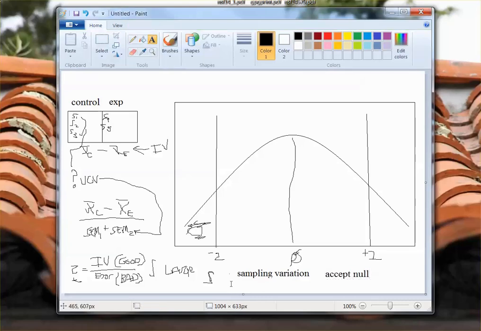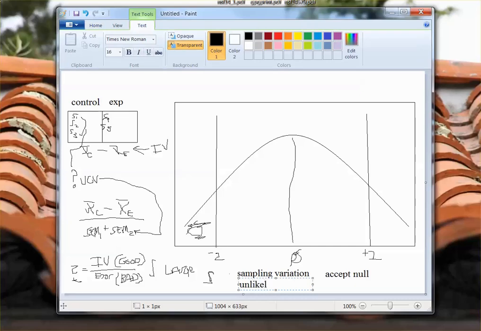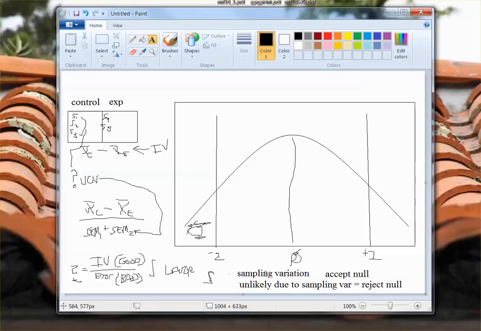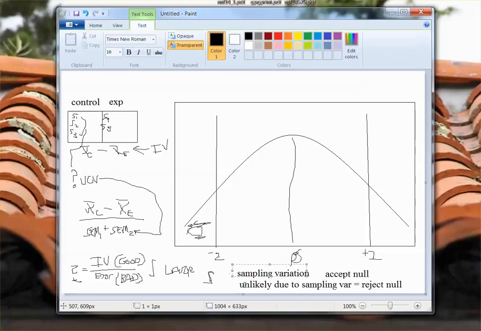If it's unlikely due to sampling variation, we reject the null. Right? That's the idea behind all of our statistics, is we're simply assessing how likely this would be to get the sampling variation. Remember, we're assuming that we haven't done anything, and so we're assuming that it is just sampling variation unless we have evidence to sort of reject that notion. So that's what we're doing. What we will do is, in future videos and in the class, is turn that logic into an actual formula.